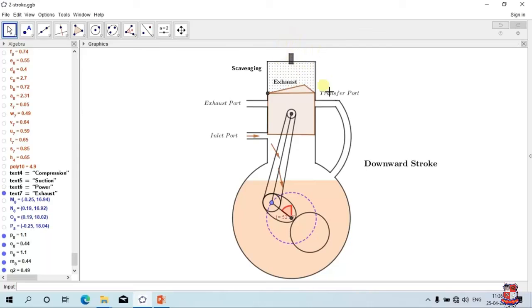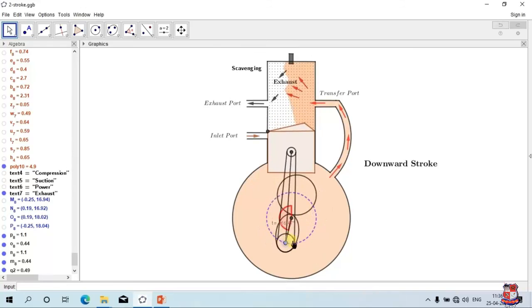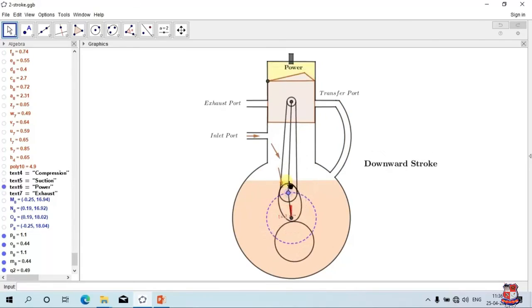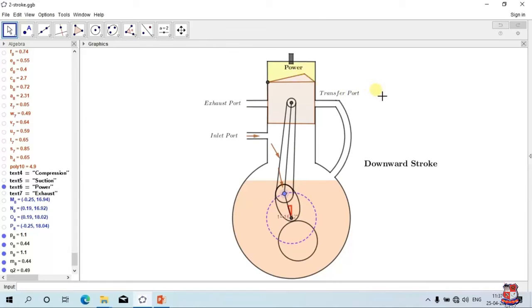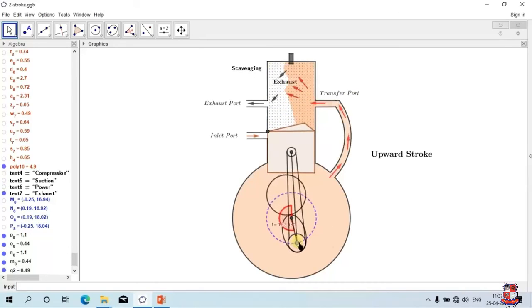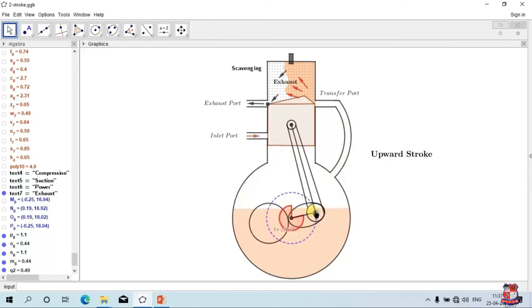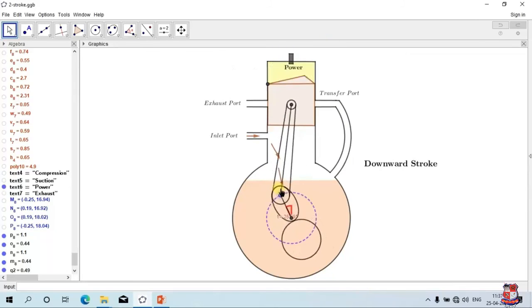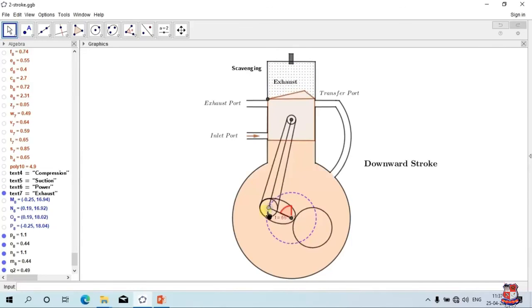Okay, so in two-stroke engine there are many processes going on simultaneously, but one thing to keep in mind that all these processes are completed in two strokes only. That is why the name is given as two-stroke engine. First stroke is, you can say, upward stroke, while piston is moving from bottom dead center to top dead center. In upward stroke, suction and compression will be going on simultaneously, while in downward stroke, power and exhaust processes will be going on.